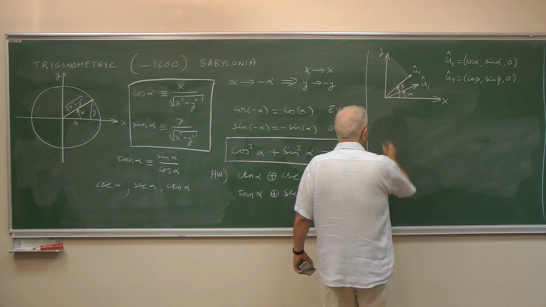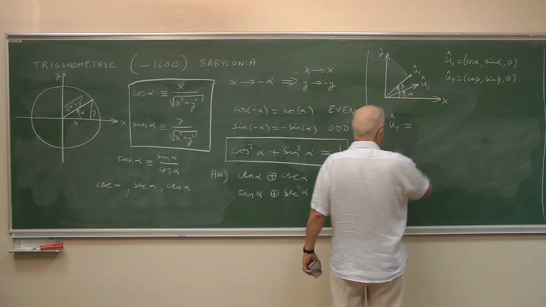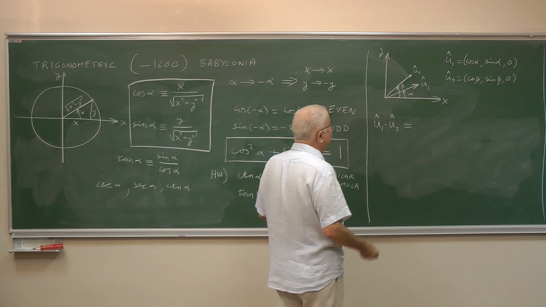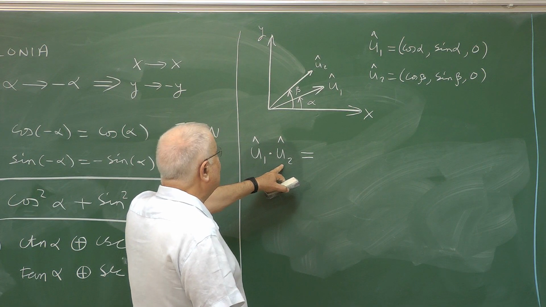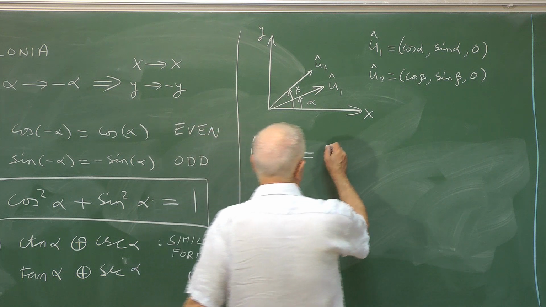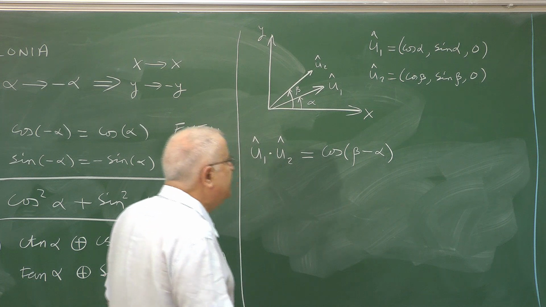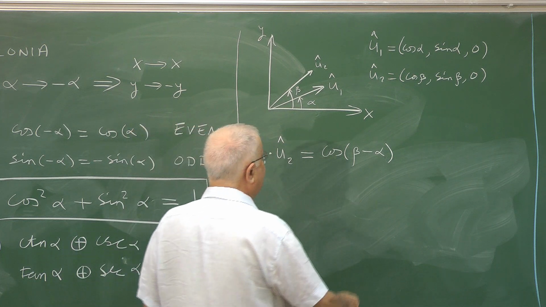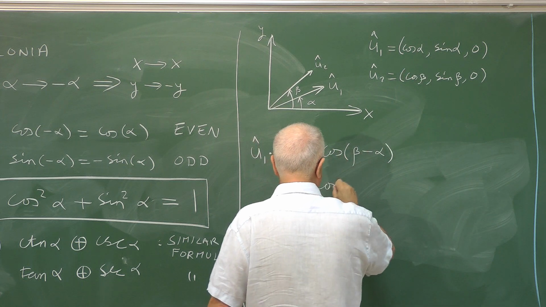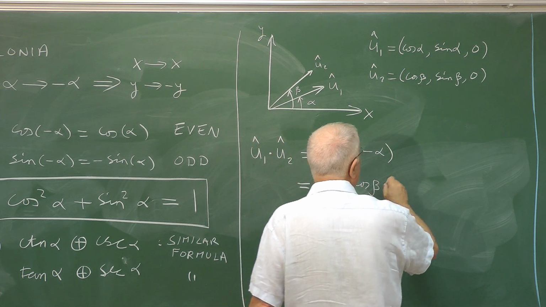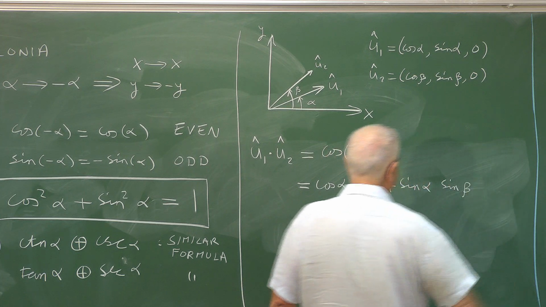Now, what is u1 hat dot u2 hat? In one sense, it is the magnitude of this one, 1, the magnitude of this one, again 1, and cosine of the angle between them. So this will be cosine of beta minus alpha. On the other hand, a direct dot product, this thing will equal cosine alpha cosine beta plus sine alpha sine beta.